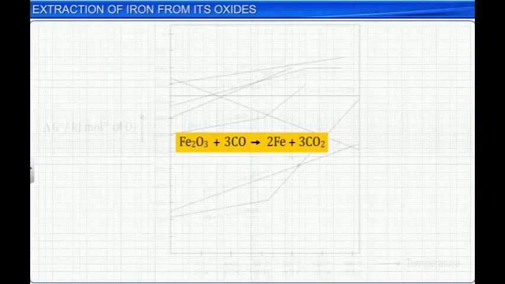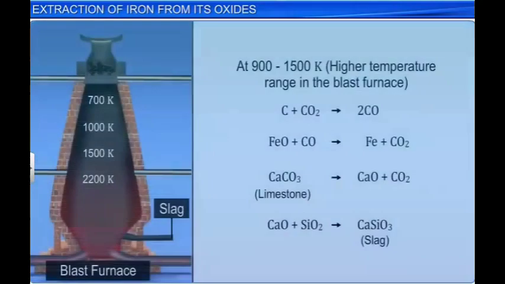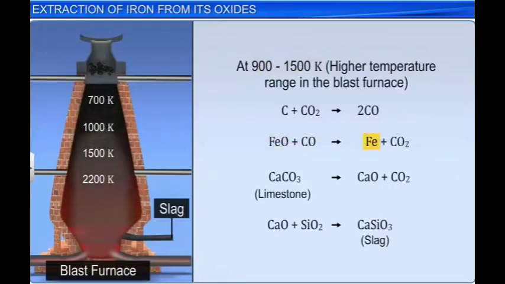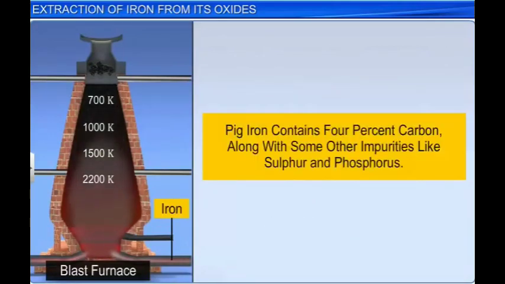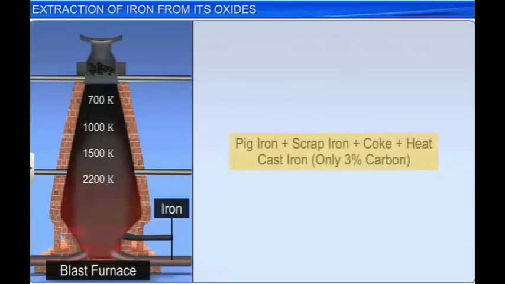In the temperature range of 900 to 1500 Kelvin, carbon monoxide reduces ferrous oxide to Fe, as shown here. Silica is an impurity. Limestone removes it in the form of molten slag, which is taken away from the bottom of the furnace. The molten iron obtained in this process contains 4% carbon along with some other impurities like sulfur and phosphorus. It is called pig iron.